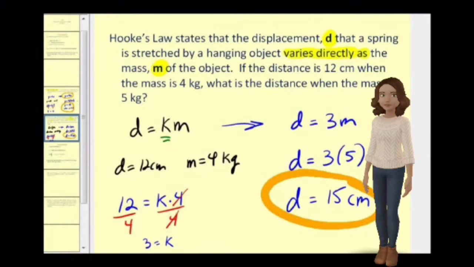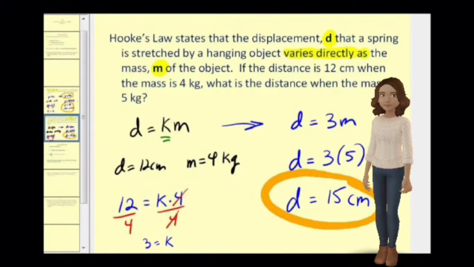Hooke's law states that the displacement d that a spring is stretched by a hanging object varies directly as the mass m of the object. If the distance is 12 centimeters when the mass is 4 kilograms, what is the distance when the mass is 5 kilograms?